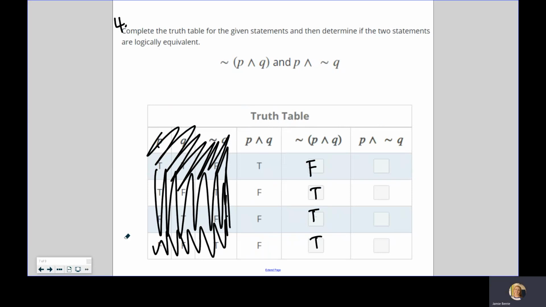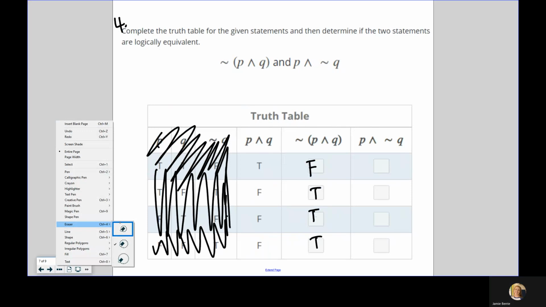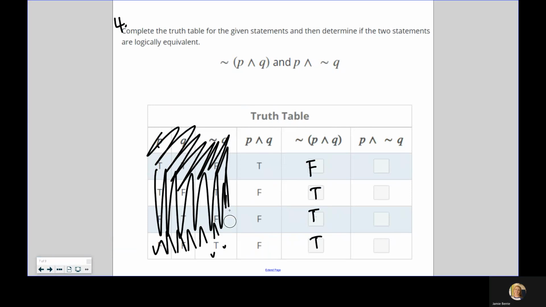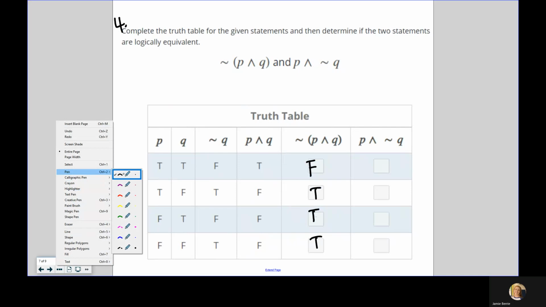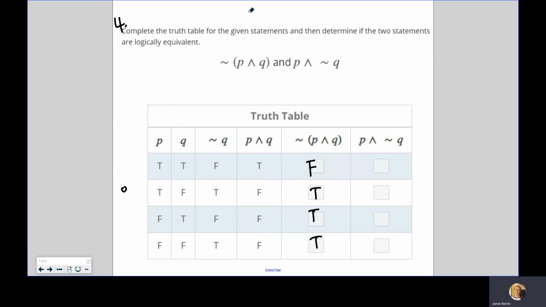All right, now, the last column we need to fill in is P and not Q. P and not Q. All right, so we're looking at the P column and the not Q column. So just block out the ones you're not using.